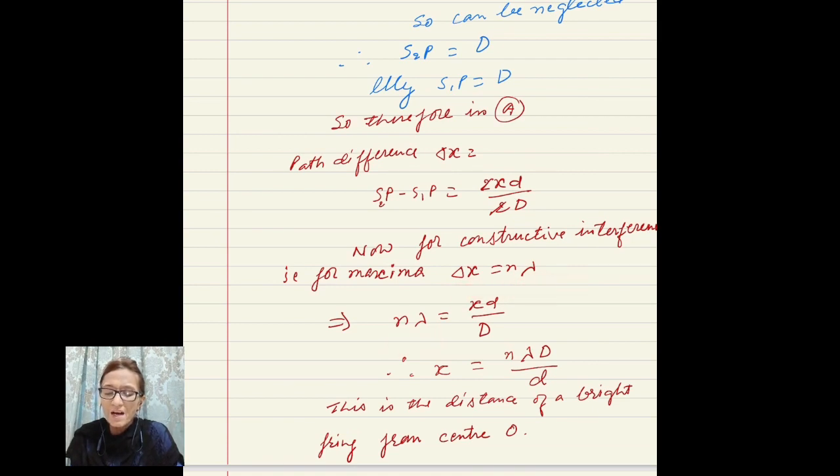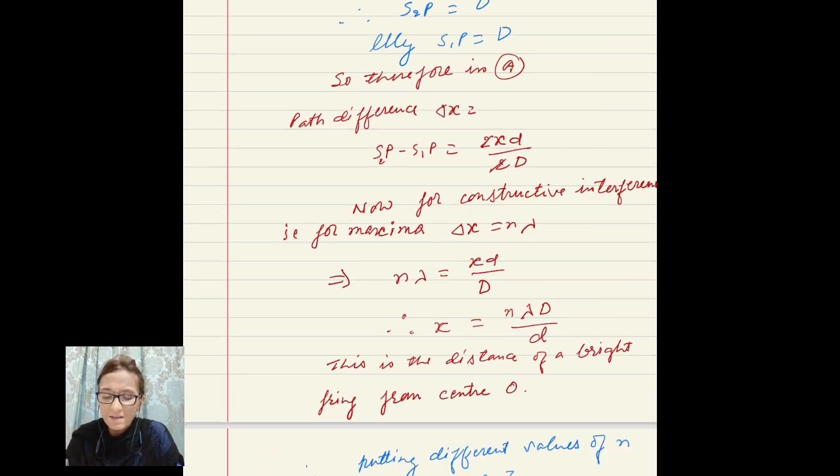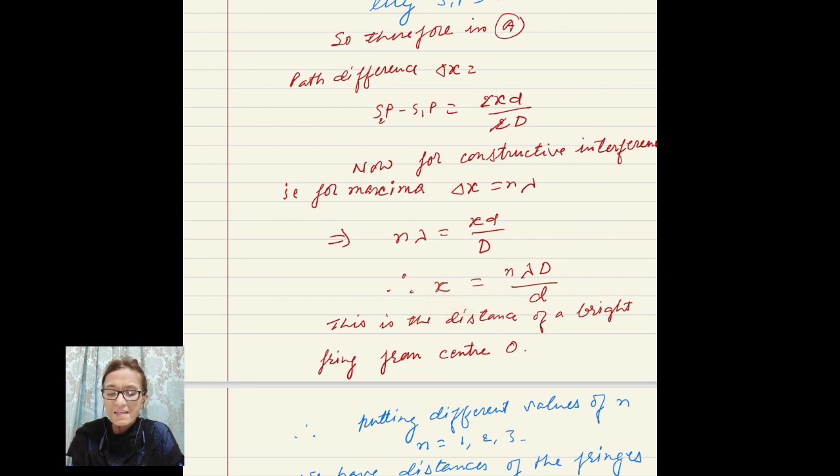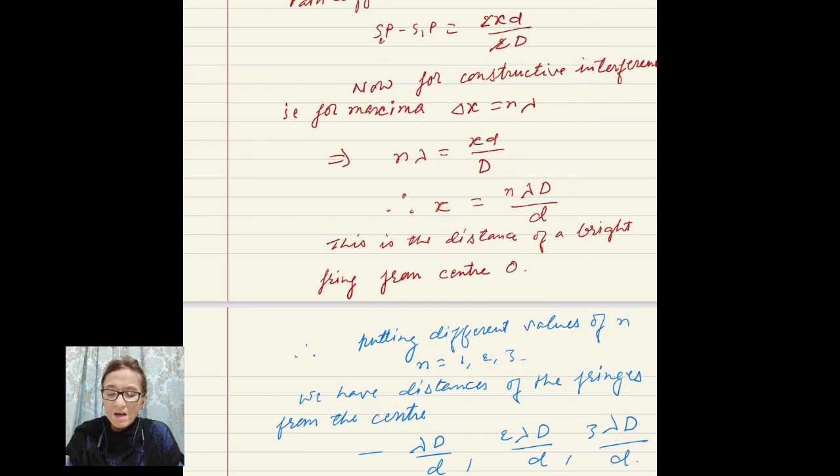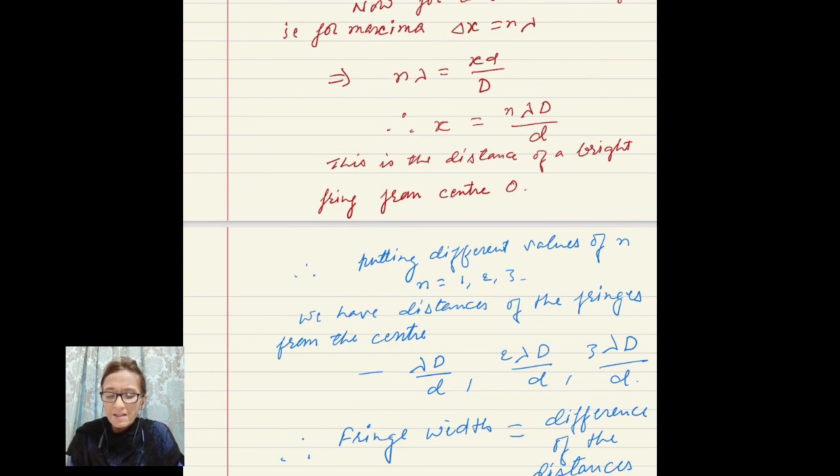And when n lambda is put equal to this path difference, that is xd upon D, you get x, that is the distance from the origin, from the middle point to the point where the fringe has been made. This is the distance. Now when you put n equal to 1, 2, 3, etc., you will find the distances of the fringes from the origin, from the O, are lambda D upon d, 2 lambda D upon d, 3 lambda D upon d, and so on.